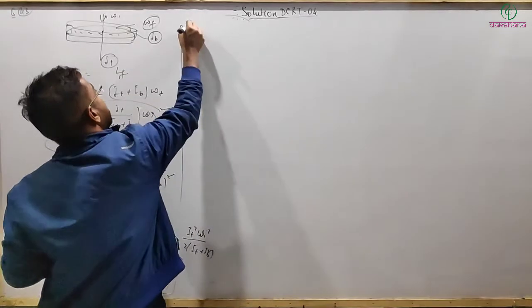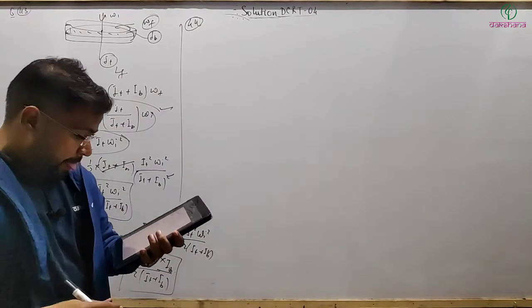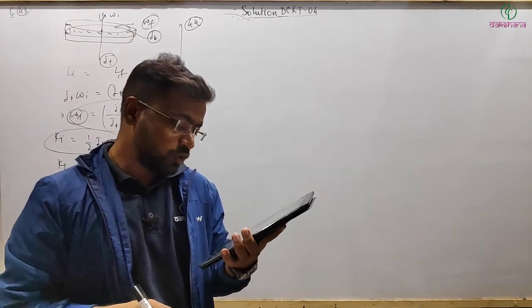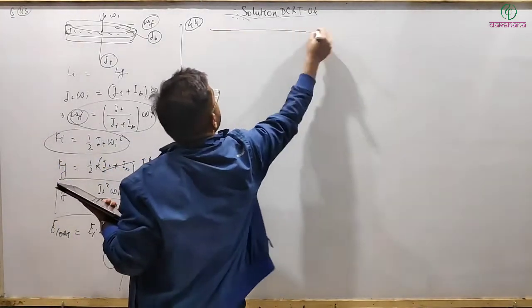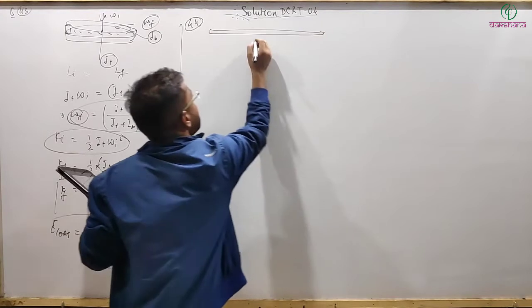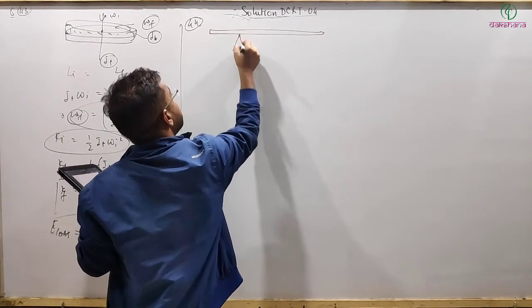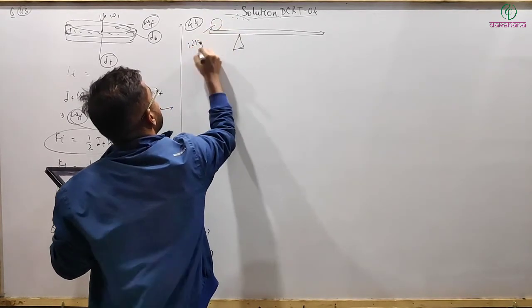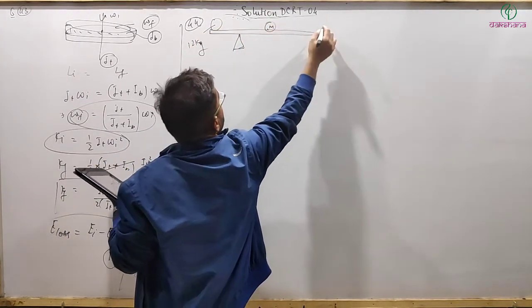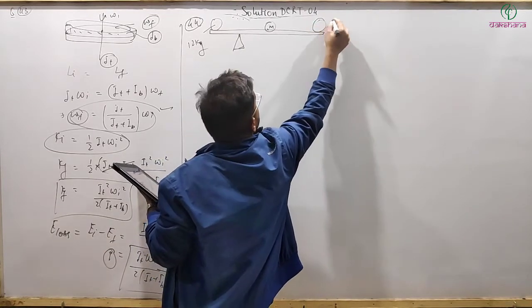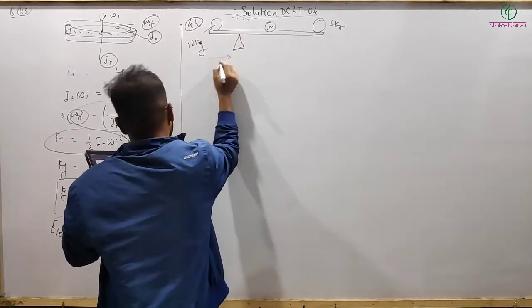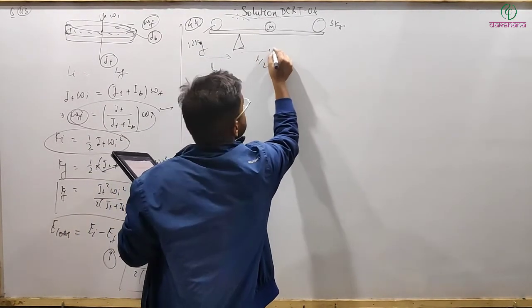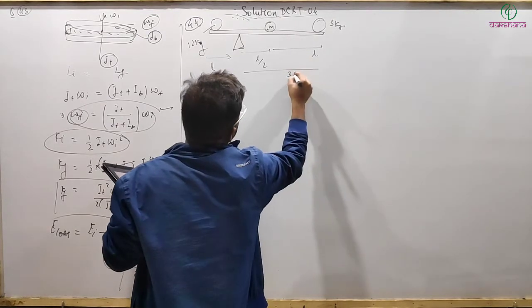Next question number 44. For equilibrium of the system, value of mass m should be. So here this is the system given to you, and here this, and mass 12 kg, here it's m, and here it's 3 kg. Distance, this is given as how much? L. This is L by 2, and this is also L, so this is 3L by 2.